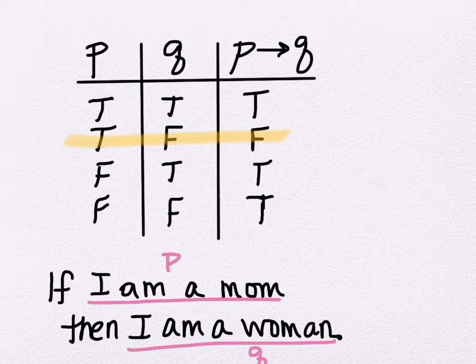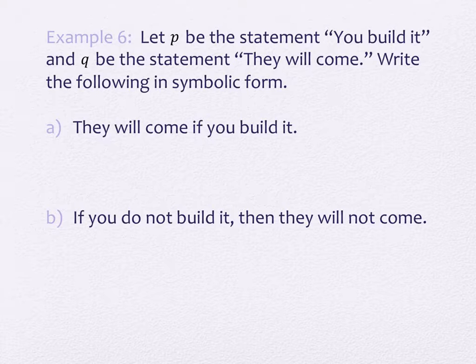All right, so you're going to do some examples with some if-then conditional statements in your homework. We're going to write some symbolic, we're going to change some symbolic things into words, into symbolic. All right. Let P be the statement, you build it, and Q be the statement, they will come. Does anybody know what this is from? Field of Dreams. There's going to come a semester that I'm going to ask this question and nobody's going to know it because this is an old movie at this point. Field of Dreams is the movie.